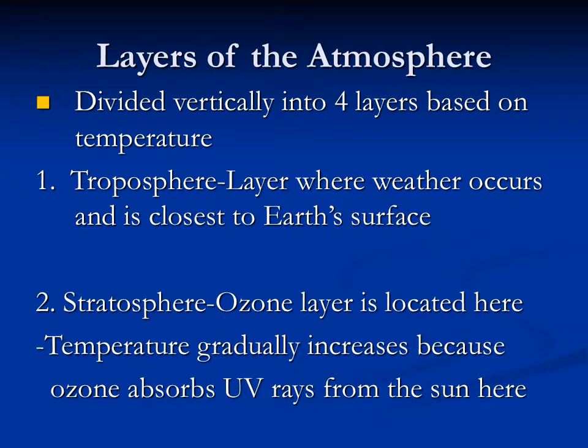So the atmosphere is divided vertically, up and down, into 4 layers based on temperature. I'm going to start as if we are standing on Earth and move up away from where we're standing. The layer where we're standing is the troposphere, and that's the layer where weather occurs and is closest to the Earth's surface. The stratosphere is the layer above that, and that's where the ozone layer is located. In the stratosphere, temperature gradually increases because the ozone absorbs the ultraviolet rays from the sun. Because the ozone absorbs the UV rays, that's what makes the temperature increase.